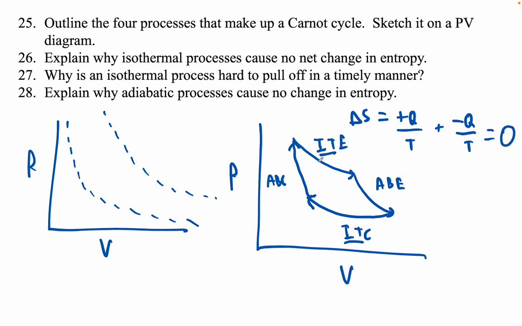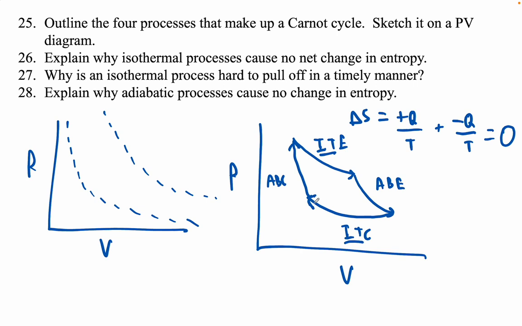Okay? Why is an isothermal process hard to pull off in a timely manner? Well, let's take a look at the compression here. This is the easiest one for me to explain. As you compress a gas, you're doing work on the gas. You must be giving it energy. The temperature must rise, right? But what we're saying here is that we do it so slowly that the temperature doesn't have a chance to rise. So we have to compress it so slowly that it stays at exactly that temperature.